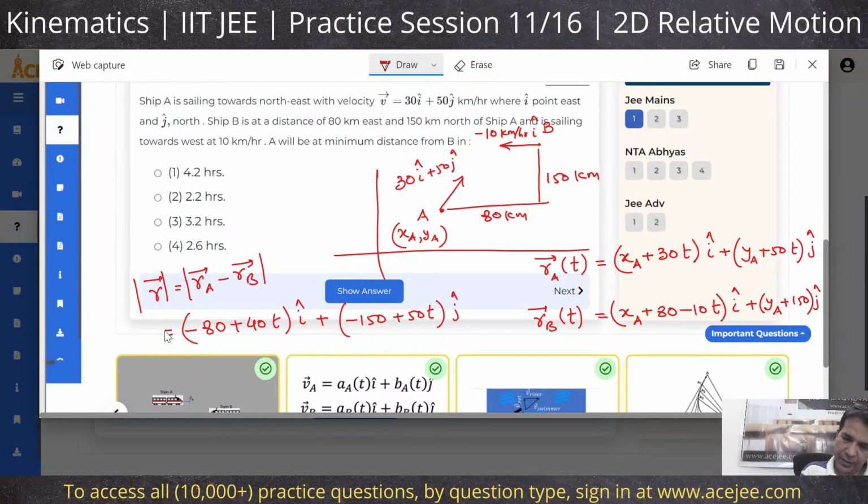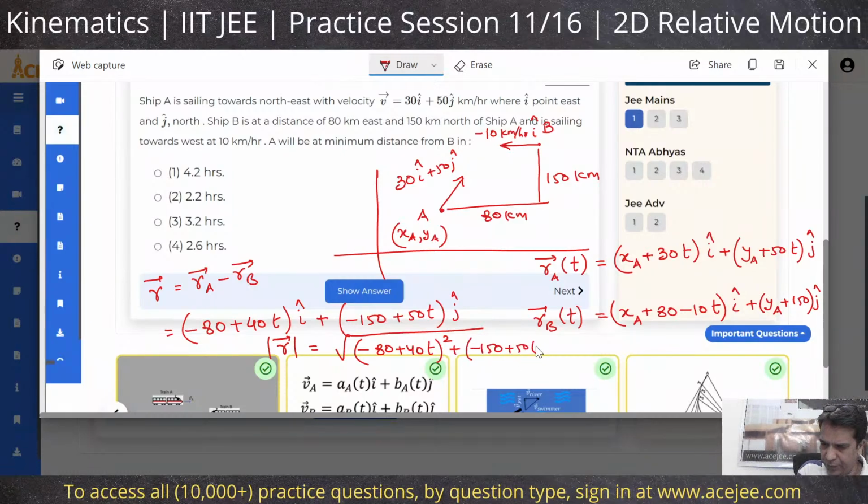So what is the magnitude? By the way, what I've written here is not the magnitude. I've written the vector itself. As far as the magnitude is concerned, that will be the square of the x component plus the square of the y component, and then we take the square root of the sum. That is the square root of (minus 80 plus 40t) squared plus (minus 150 plus 50t) squared.